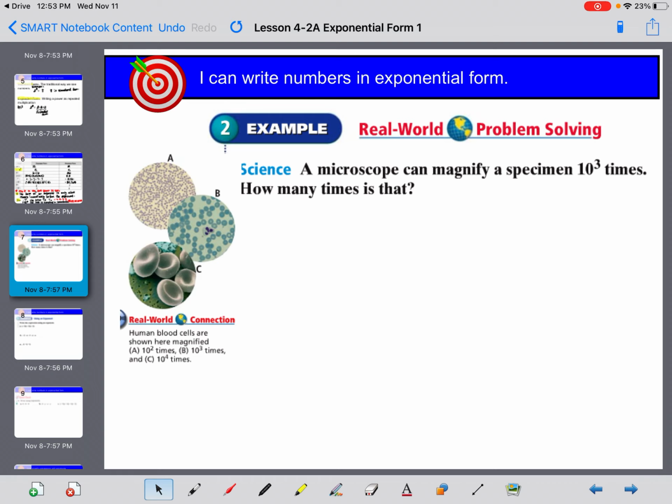A microscope can magnify a specimen 10 to the 3rd times. How many times is that? 10 to the 3rd is the same as 10 times 10 times 10. 10 times 10 is 100. 100 times 10 is 1,000 times.